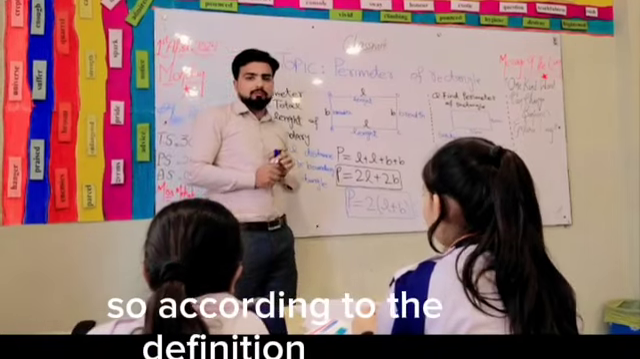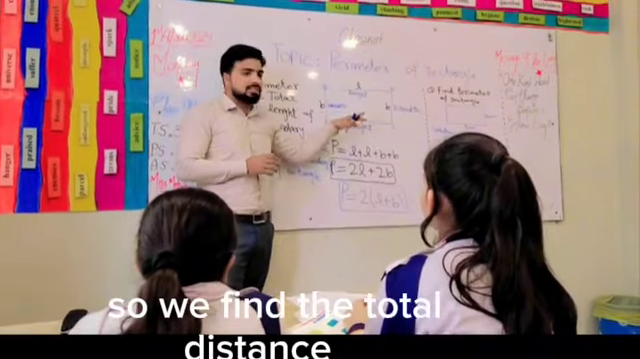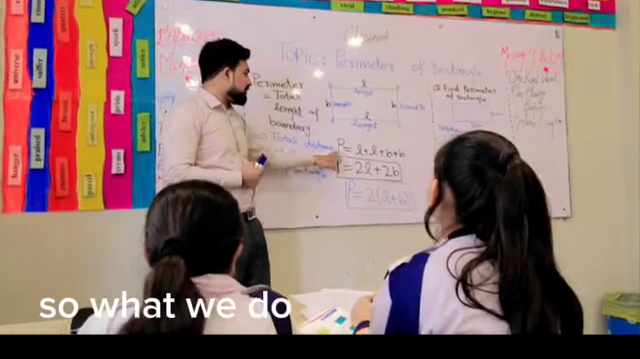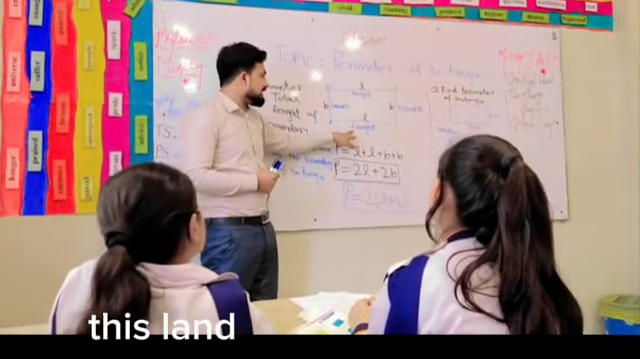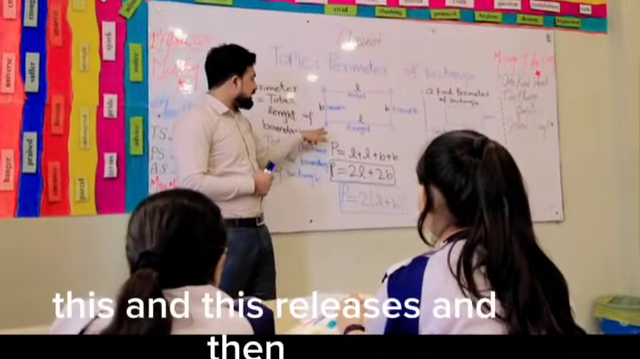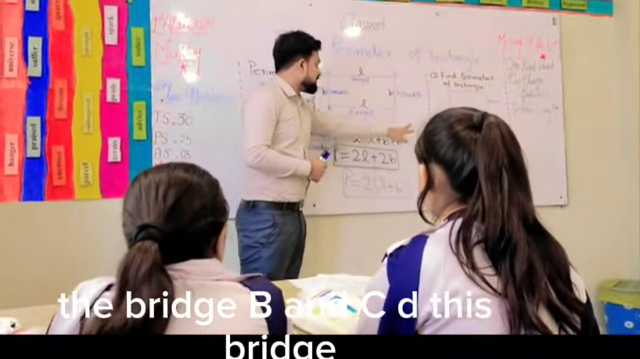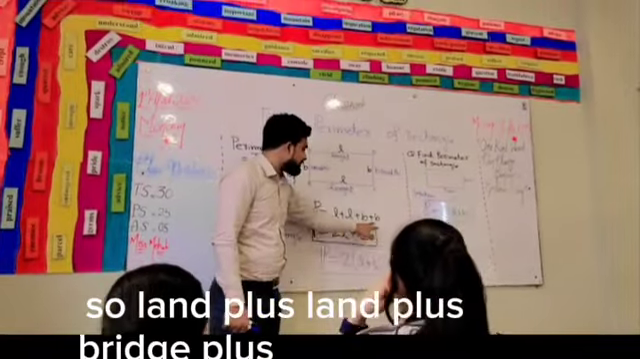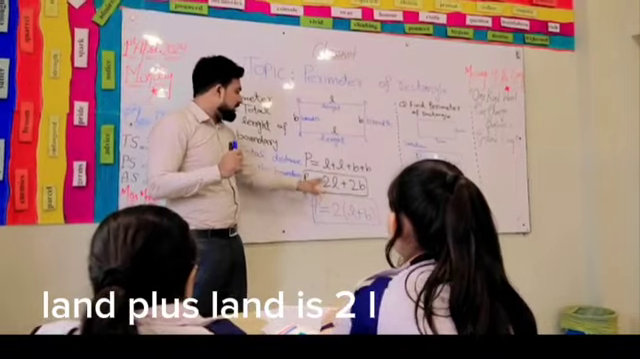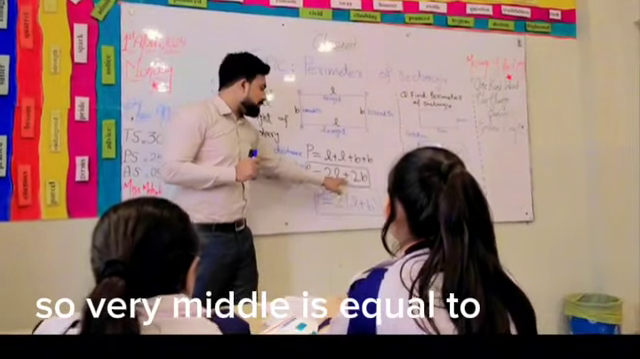According to the definition of the perimeter of a rectangle, we find the total distance around the rectangle. So in total we add all the lengths and breadths. Perimeter is equal to length and this length, this and this will be the same, and then AB, the breadth, and CD, this breadth. So length plus length plus breadth plus breadth. Now length plus length is 2L and B plus B is 2B. So perimeter is equal to 2L plus 2B.